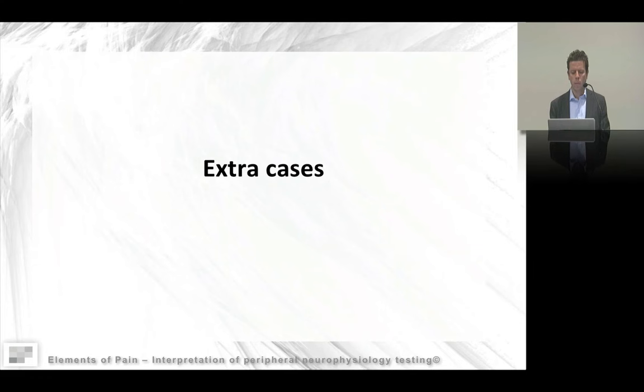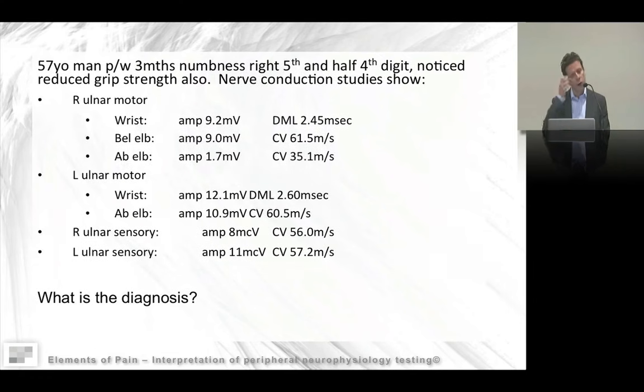And so that's the end of the talk, but I just might run through one more case, just to go through the parameters one final time. This is a gentleman who presents with some sensory disturbance in the right little finger and half of the ring finger. Also notice some reduction in the grip strength.